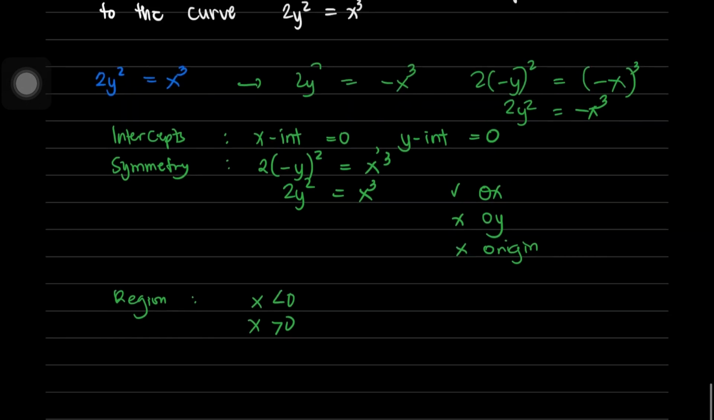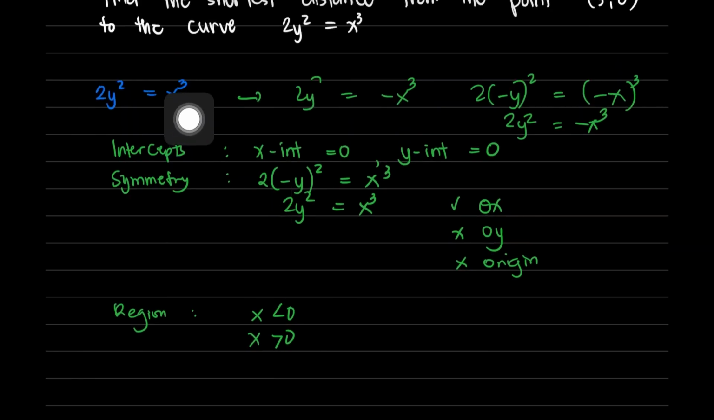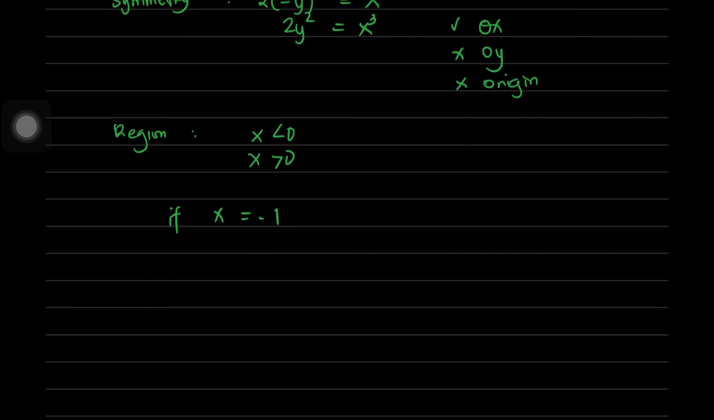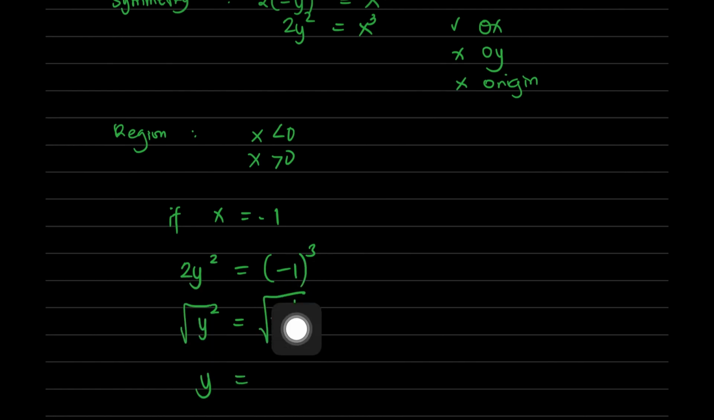So if we're going to determine the behavior of a graph here, if we're going to substitute a value of x less than 0 here, then the value of y squared would be negative. Say, for example, if x is equal to negative 1, and if we're going to substitute that negative 1, 2y squared equals negative 1 raised to 3, then y squared is equal to negative 1 over 2. So solving for the value of y, it is an imaginary value. So if x is less than 0, then y is imaginary.